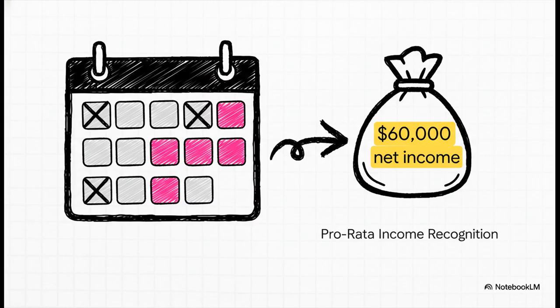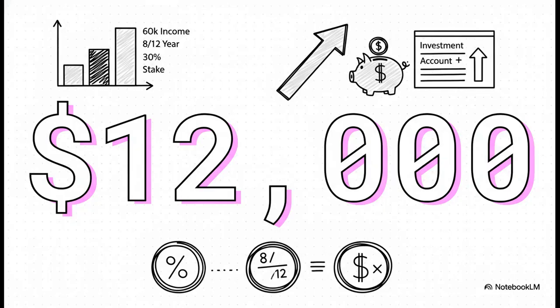So they only get to claim their share of the income for the 8 months they were actually an owner. So how does the math work out? Well, you take that $60,000 income, but you only look at the 8 out of 12 months portion, which is $40,000. Then you take Company P's 30% cut of that, which gets you to $12,000. So that $12,000 gets added to Company P's investment account, bumping up its value.